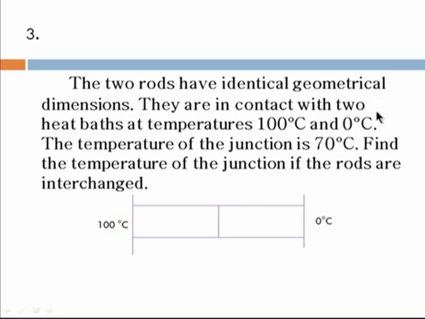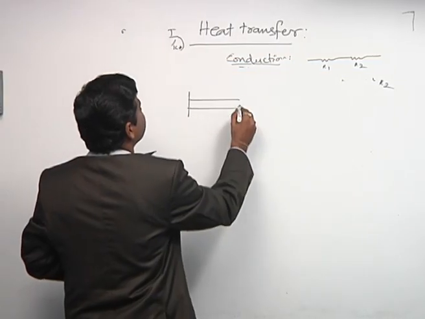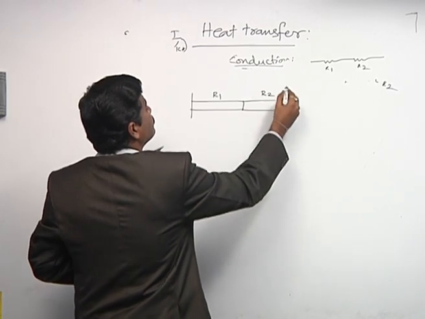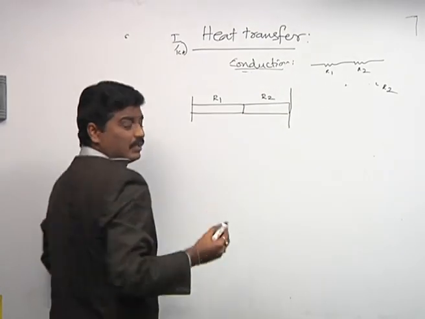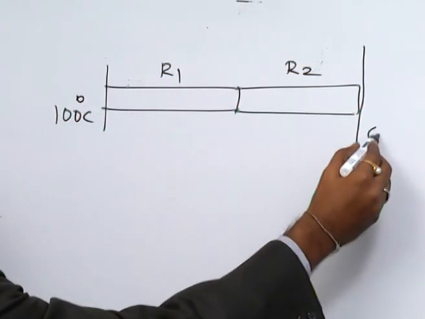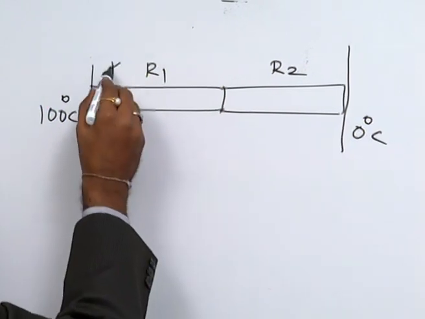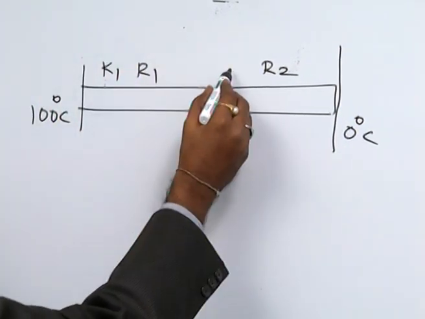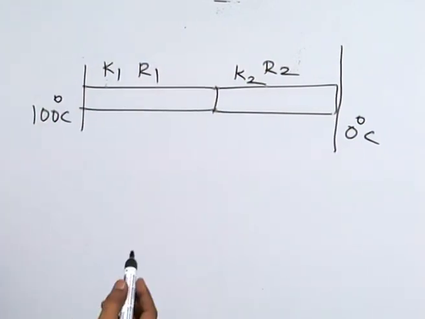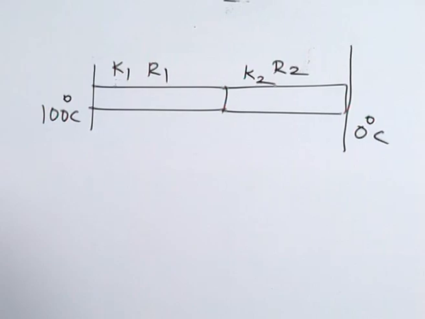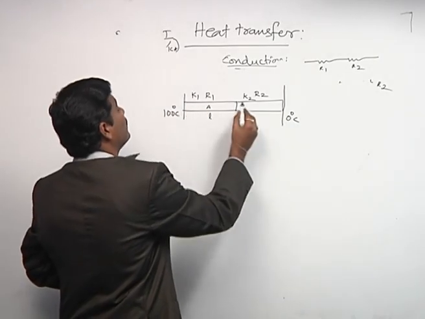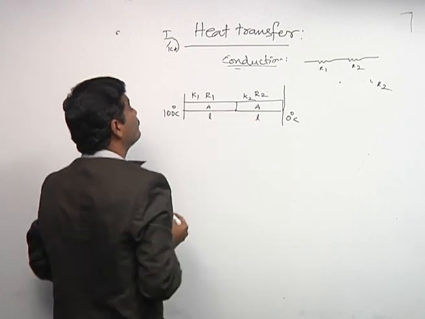First, the given conditions. This is the metal rod 1. This is the metal rod 2. Here metal rod 1 is maintained at 100 degrees centigrade and this one is at 0 degrees centigrade. Here the coefficient of thermal conductivity is K1, I am taking. This one is coefficient of thermal conductivity K2. This is my assumption. And both have the same geometrical dimensions. So we can assume the area of the cross section is A and length L here, here also A and L.